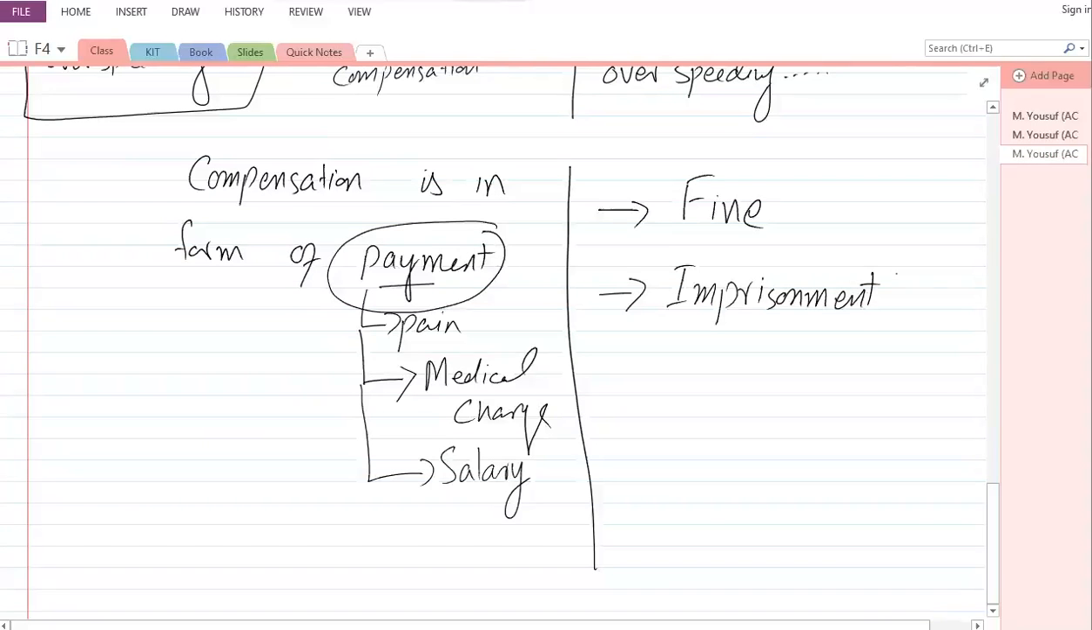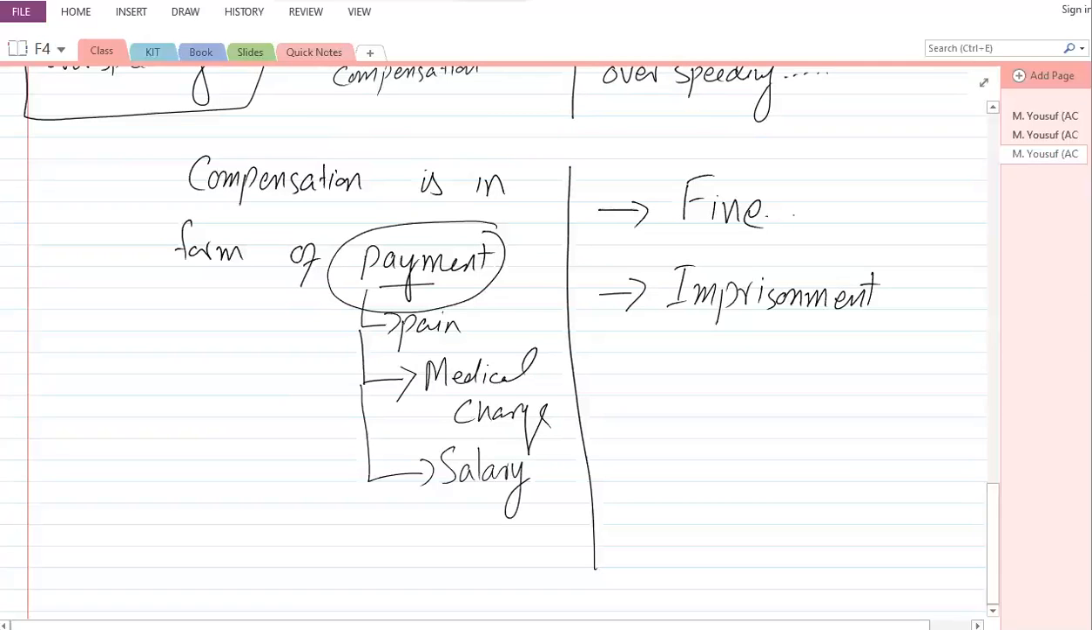So if a person punches B, he may have to pay a fine to the government, to the state, because it is a matter between the state and the individual, or the state will imprison that person for 6 months, 1 year, 2 years, depending upon the penalties provided by the law. Or there can be a case where a person is also fined and also imprisoned. So here the remedy is the fine or the imprisonment.